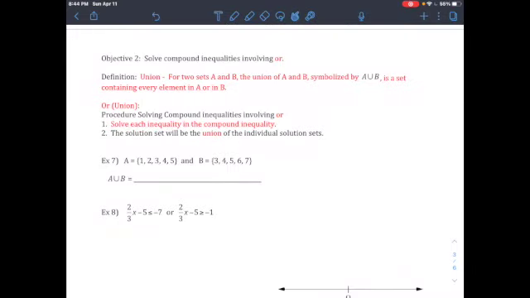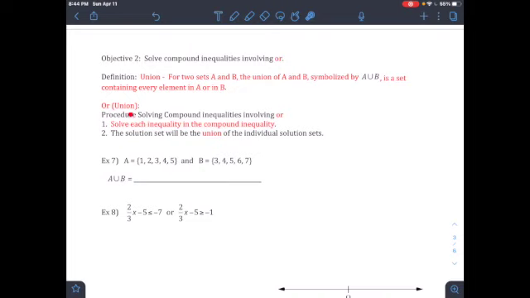Now the second objective: solve compound inequalities involving OR. Definition: we call it the union. So the union is for two sets A and B. The union of A and B is symbolized with the upside down U. That's kind of cool: union looks like a U, and this one is upside down. It is a set containing every element in A or B. So that means if it shows up once, it's counted.